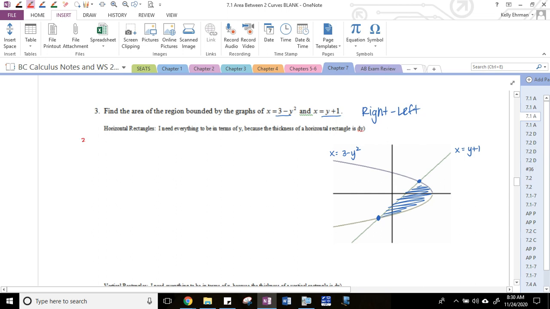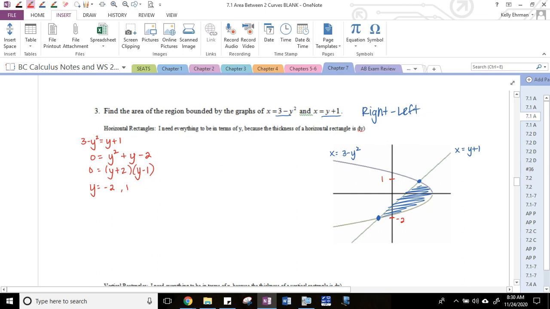Figure out the points of intersection. 3 minus y squared, when does that equal y plus 1? That's quadratic, so let's get it equal to 0. I'm going to add y squared to the right, keep y over here, subtract 3 to get minus 2. This factors into y plus 2, y minus 1. Y equals negative 2, positive 1. So this y value right here is negative 2, and this y value right here is positive 1.